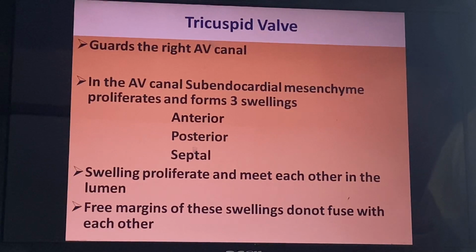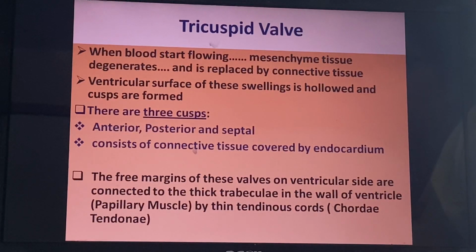And basically all the valves are formed because of the proliferation of the subendocardial mesenchyme. Now, continuing with the tricuspid valve development, when blood starts flowing, that mesenchymal tissue degenerates and is replaced by connective tissue. The ventricular surface of these swellings is hollowed and cusps are formed.